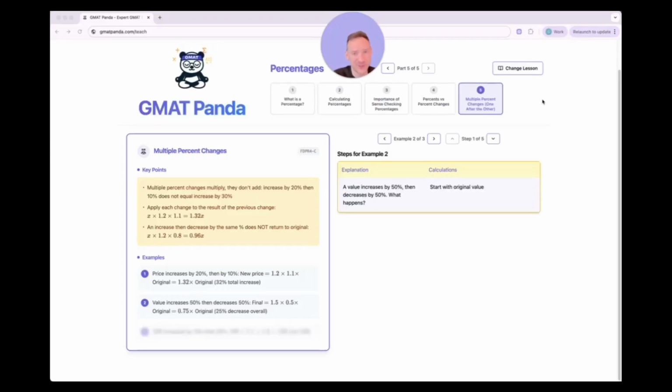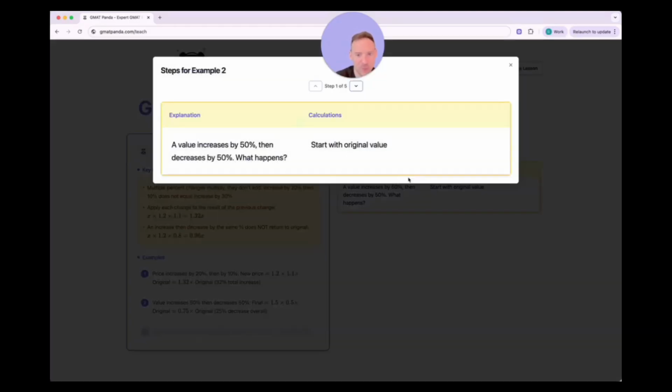Sometimes in the GMAT, you need to calculate multiple percentage increases and decreases in a row. And here, the common mistake people tend to make is that they think that they can just add and subtract these different percentage changes. So, for example, a lot of people, when they think about a question like this, so if something increases by 50% and then decreases by 50%, often people think that that is just going to go back to its original amount, right? Whereas actually, in reality, it's not the case.